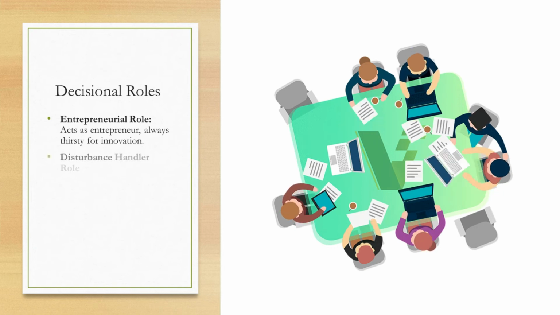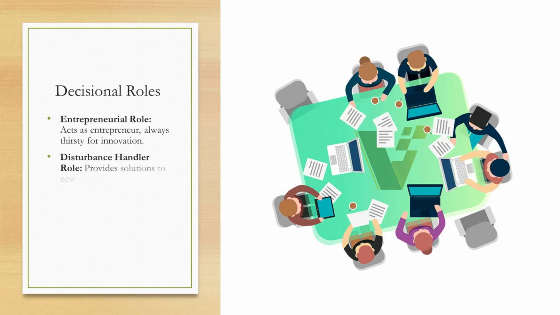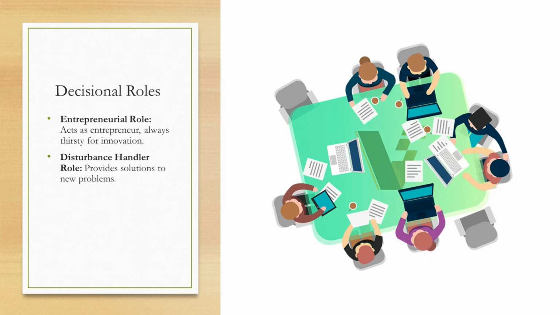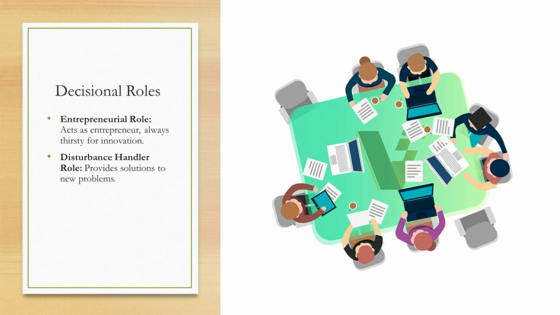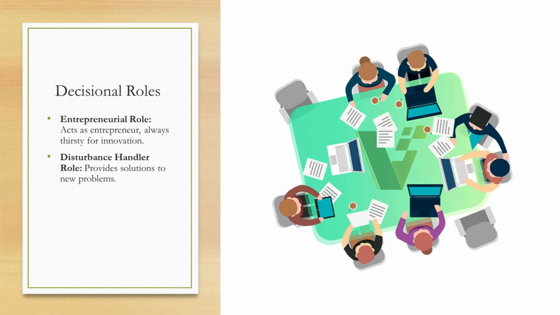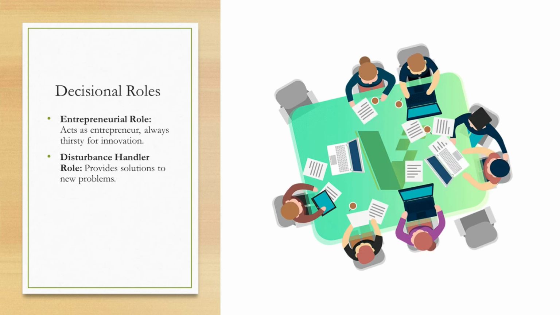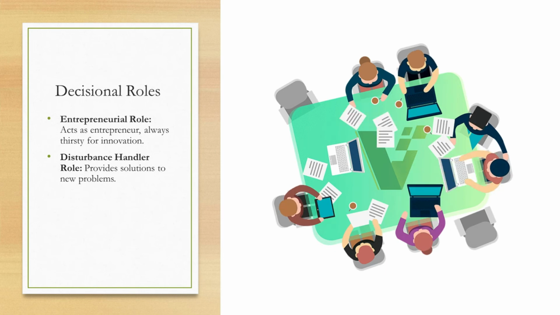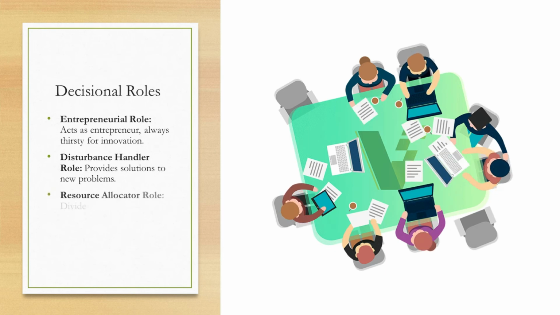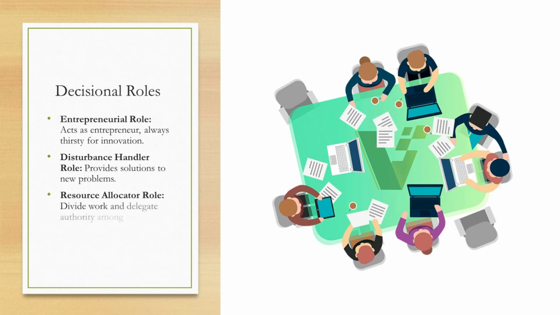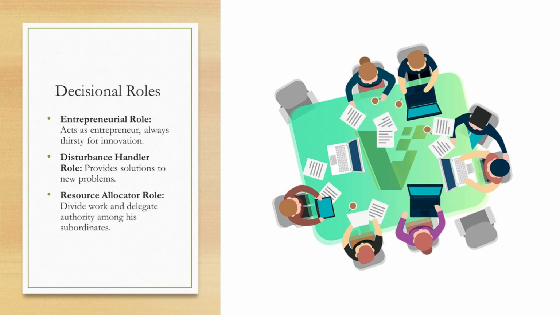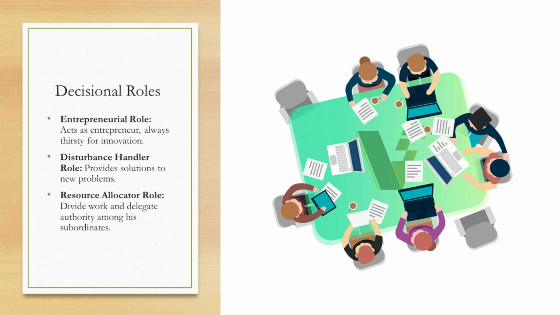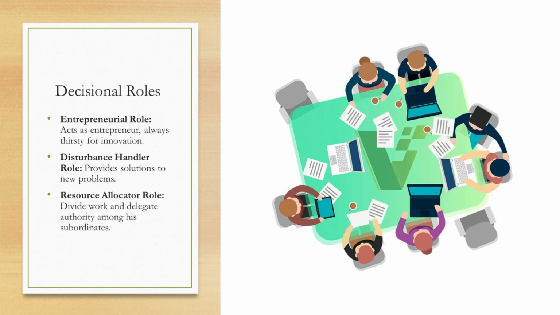Disturbance handler role. In this role, the manager has to work reactively like a firefighter. The manager should come up with solutions to any problem that arises and handle it in an orderly way. Resource allocator role. In this role, the manager acts as a resource allocator, where the manager must divide and delegate authority amongst his subordinates.